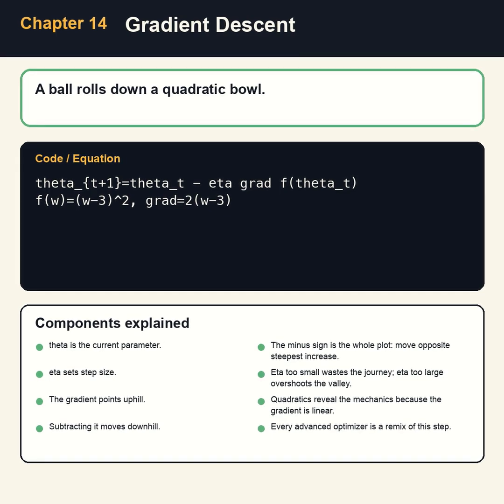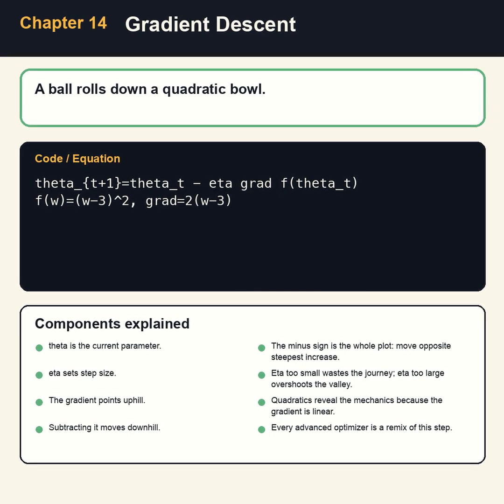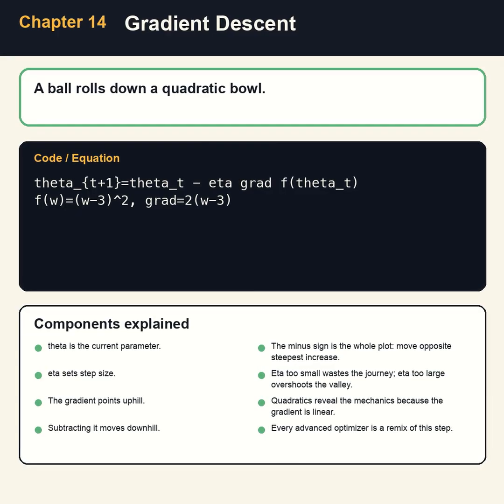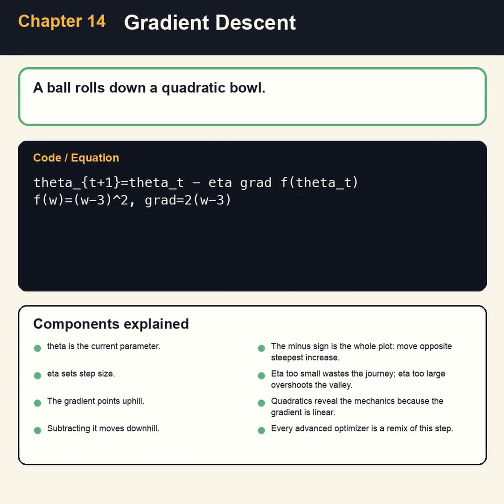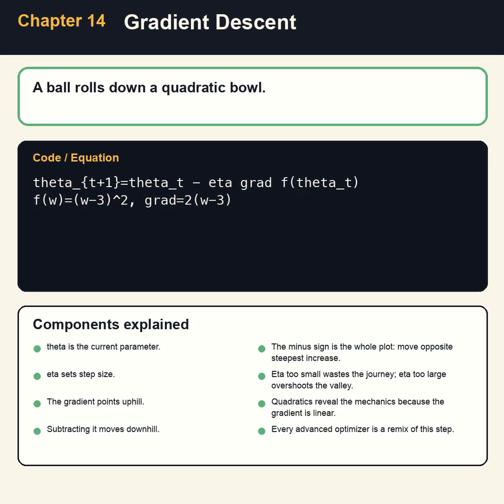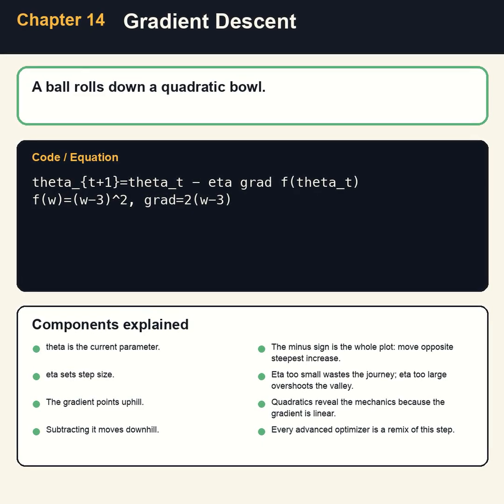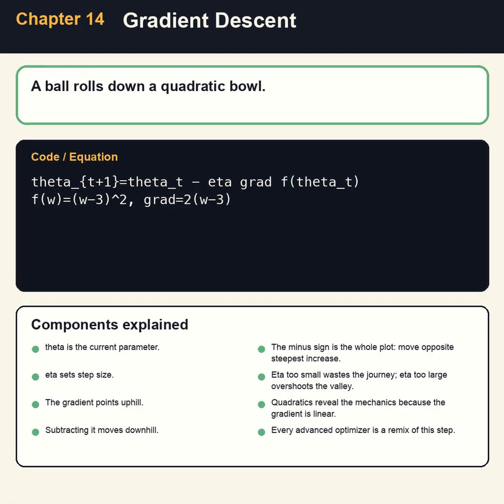Gradient descent. Real-world analogy. A ball rolling downhill follows the steepest descent it can feel from where it currently sits. Gradient descent repeatedly subtracts a scaled gradient. Too small a step crawls. Too large a step can diverge.